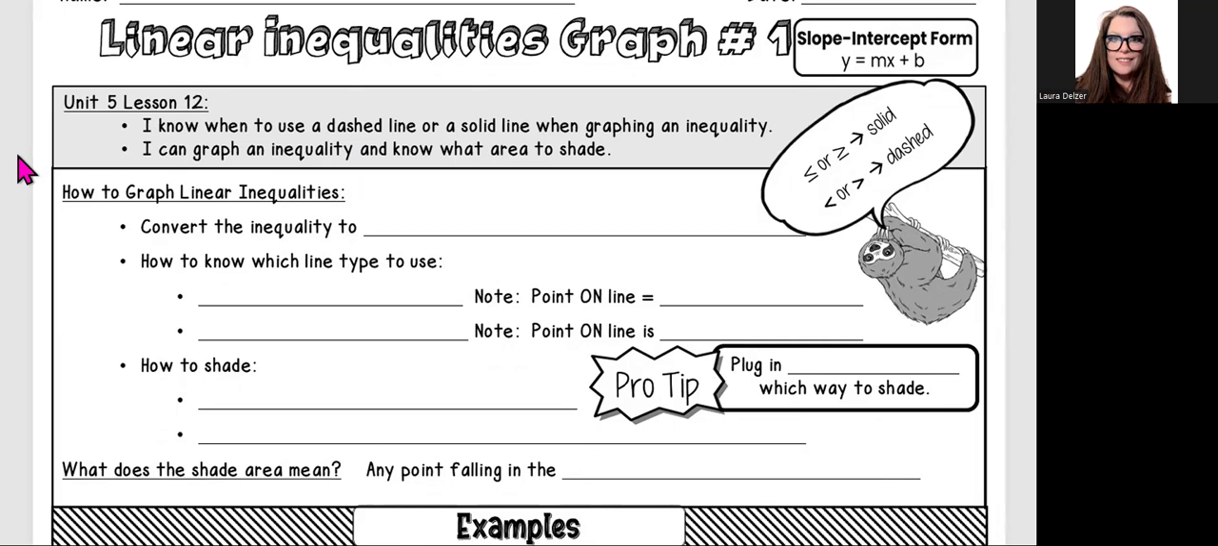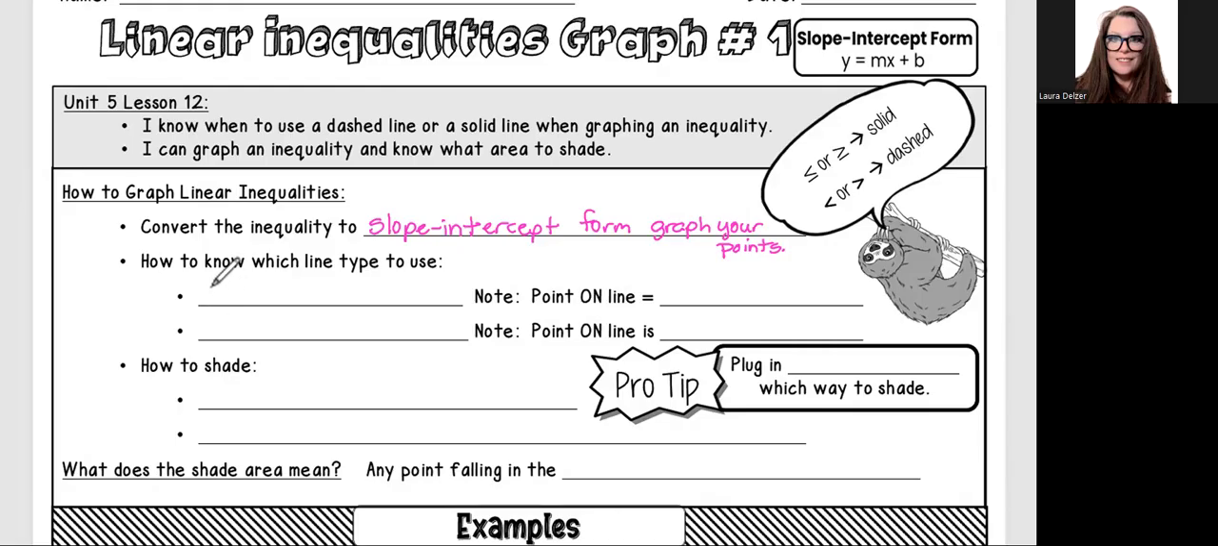So the first thing that we're going to do is we're going to convert the inequality to slope-intercept form. And then you'll graph your dots. You'll graph your points. Okay. And so there is a rule to follow about which line type to use.